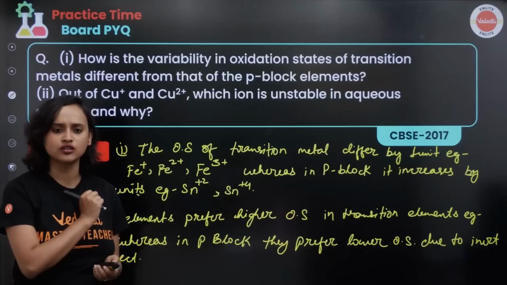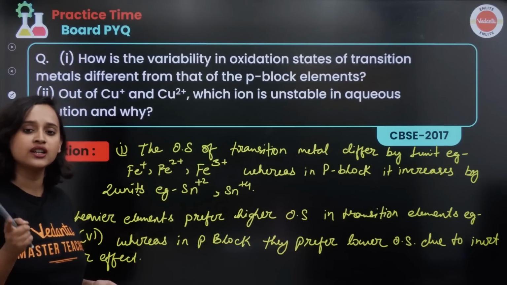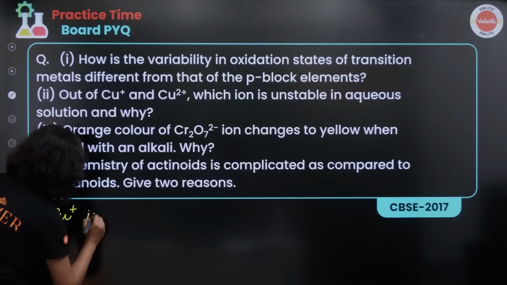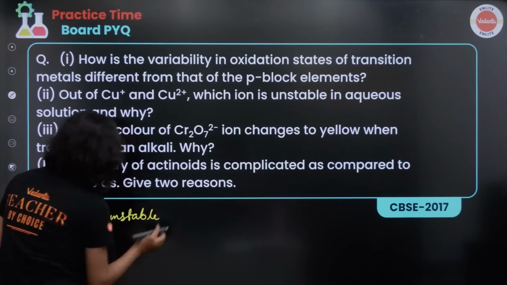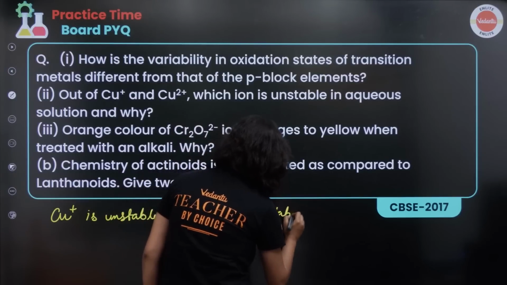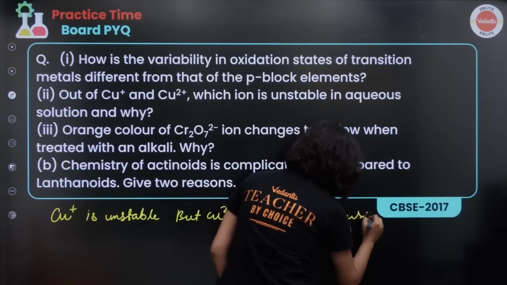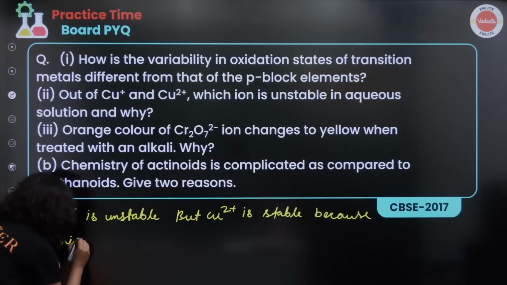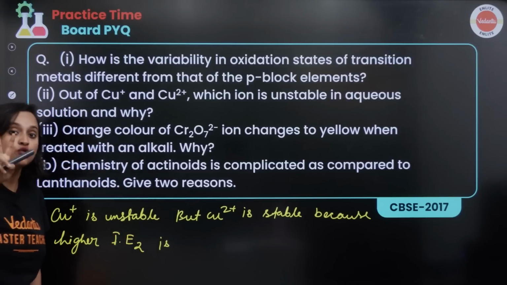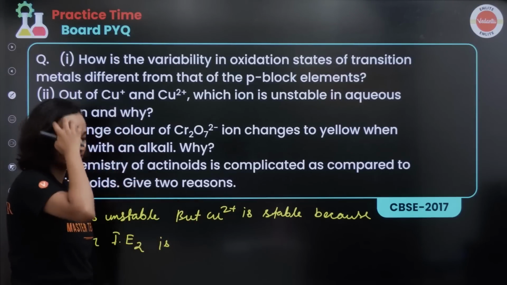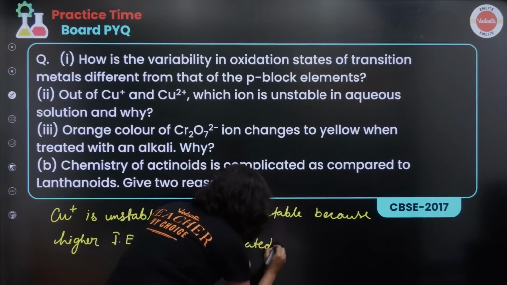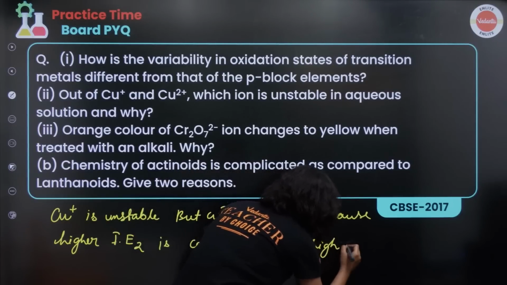Out of Cu+ and Cu2+, which ion is unstable in aqueous solution and why? Cu+ is unstable, but Cu2+ is stable because of higher IE2, second ionization enthalpy. Cu2+ means 2 electrons have been taken out. So the second ionization energy is compensated by high hydration energy.